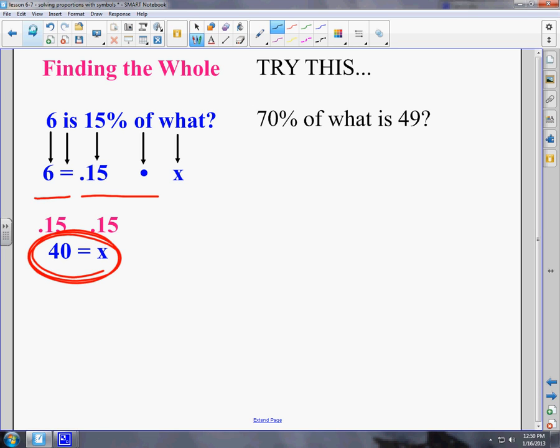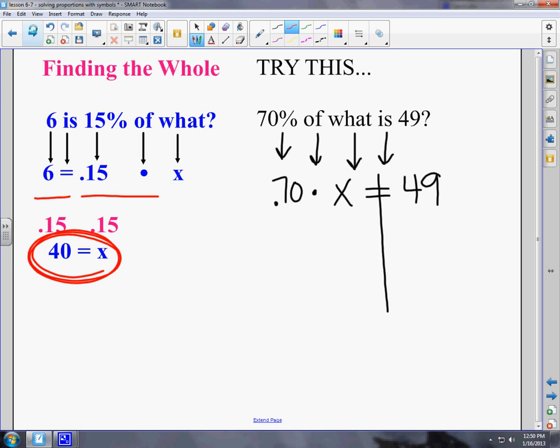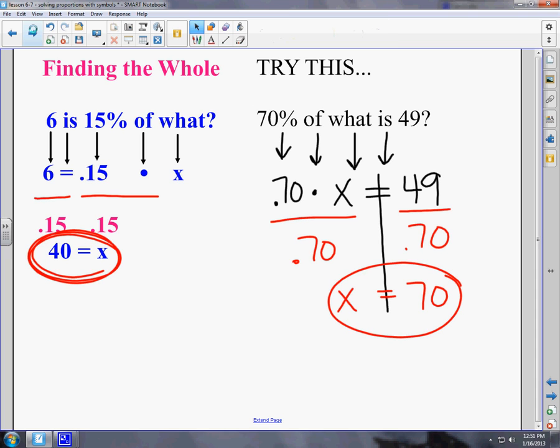All right, so 70%. I make that into 0.70. Of is multiplication. What is X? Is equals, and then 49. So 0.70 times X equals 49. So I draw the line. I divide by 0.70. So then I get 49 divided by 0.70, and X equals 70.